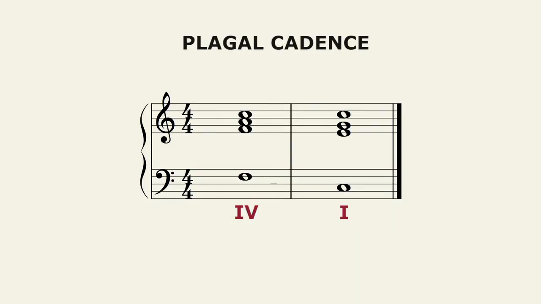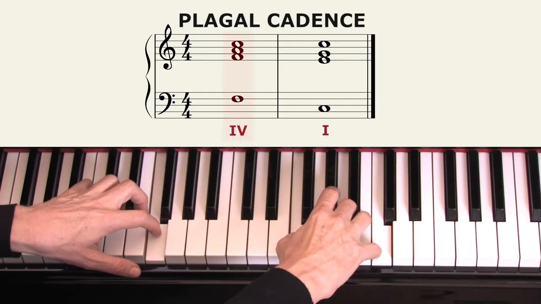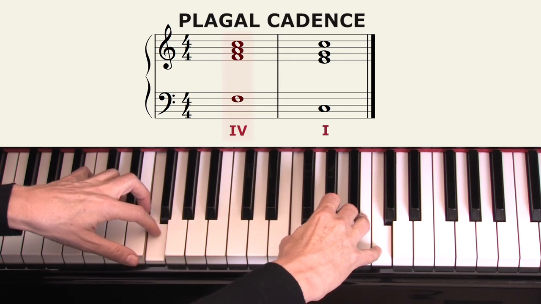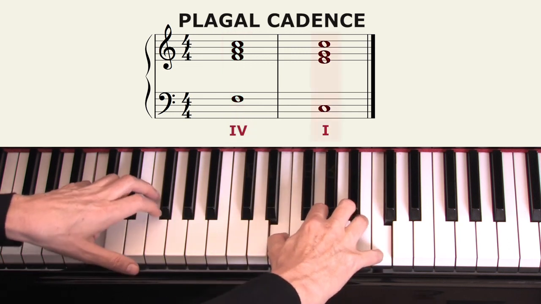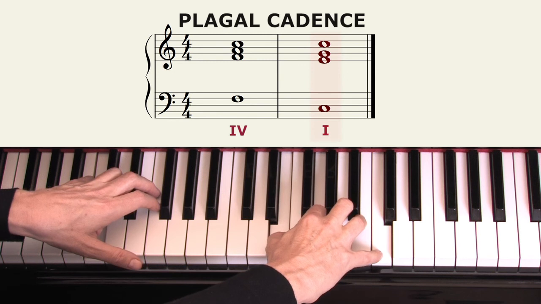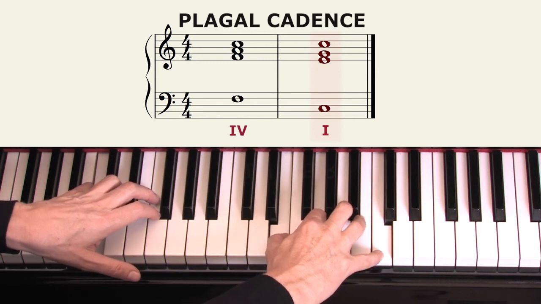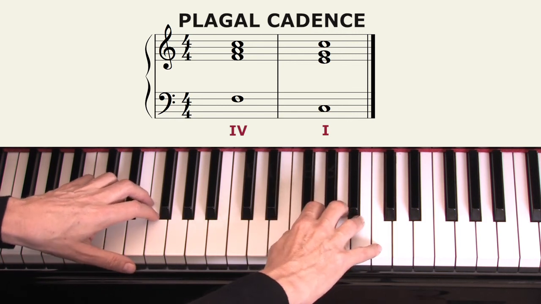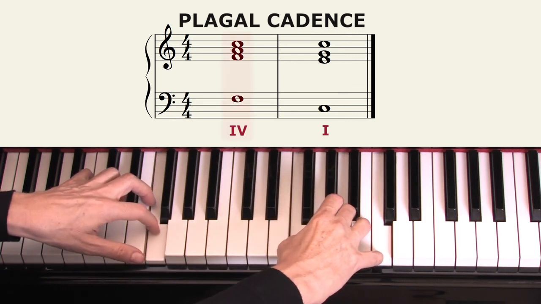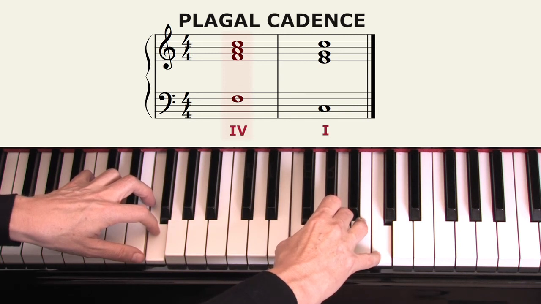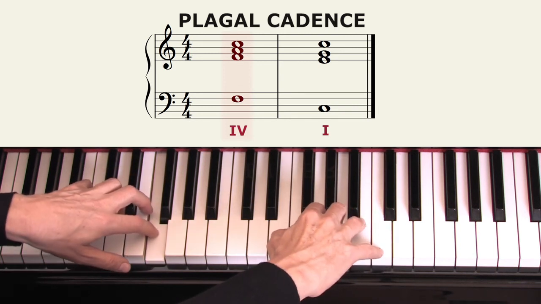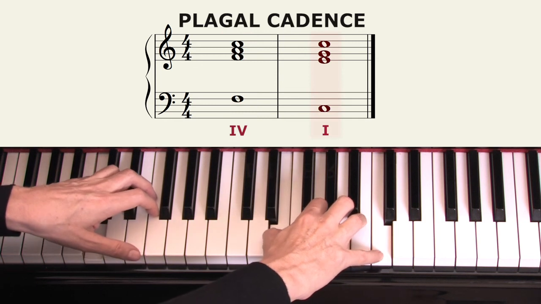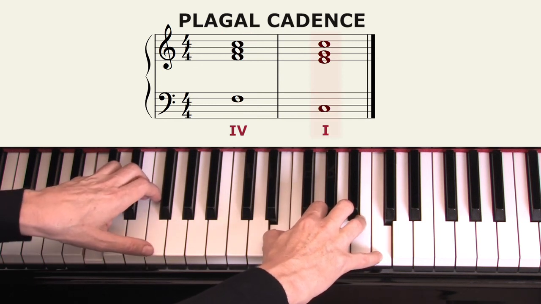Let's have a look at the plagal cadence. Now the plagal cadence goes from chord 4 back to chord 1. Sounds more like an amen. So the plagal cadence from chord 4, which in the key of C major is F chord, to chord 1, which is C chord in the key of C major.